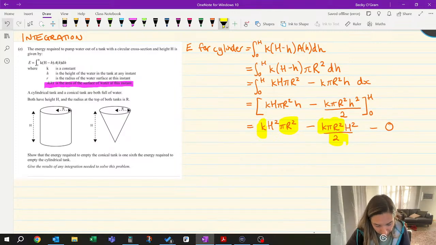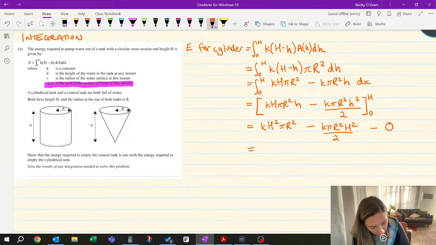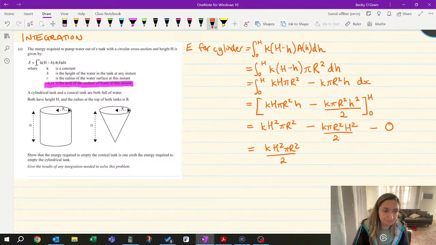So effectively what we have is a whole term. That first one is a whole term. Take away a half of it. So we will end up with a half of that term. Okay, so that's E for the cylinder. Now we need to do E for the cone.